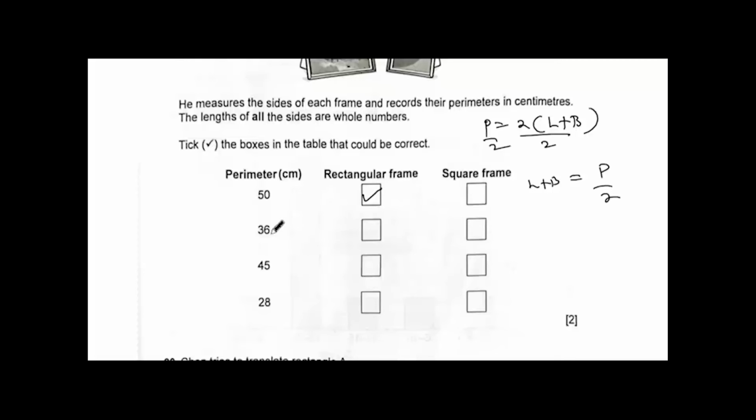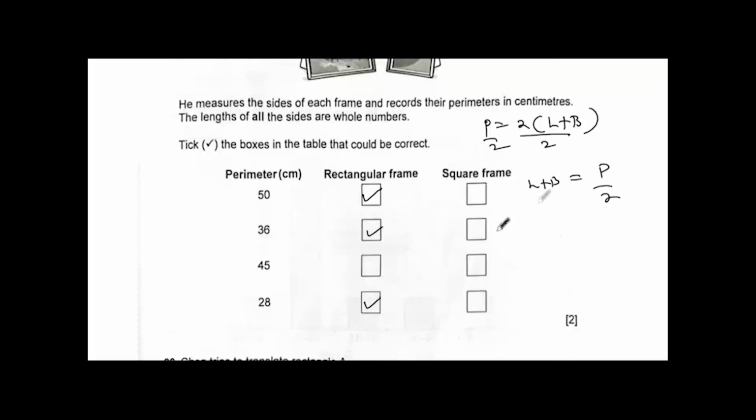Okay, if the perimeter is 26, if the perimeter is 36, so let's divide by 2, we have 18. So the length and the breadth can add up to 18 and they will be whole numbers. So we also take this. For 45, if you divide it into 2, that will give you 22.5. So they must add up to a decimal number. So we'll leave this. 28, if you divide 28 by 2, you will get 14. Okay, and then the length and the breadth can add up to 14, and they will be whole numbers.